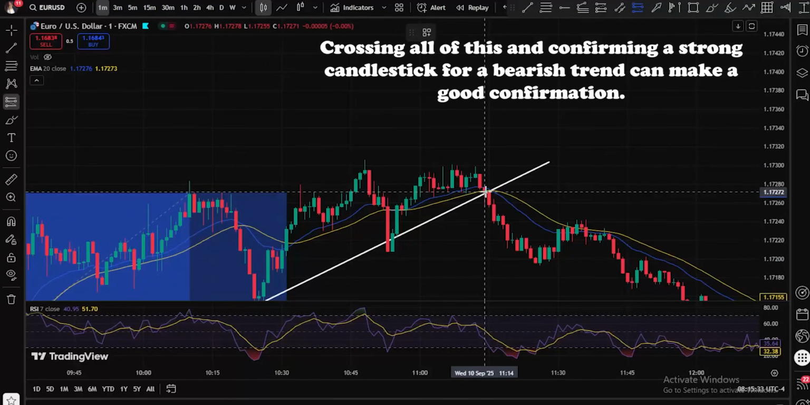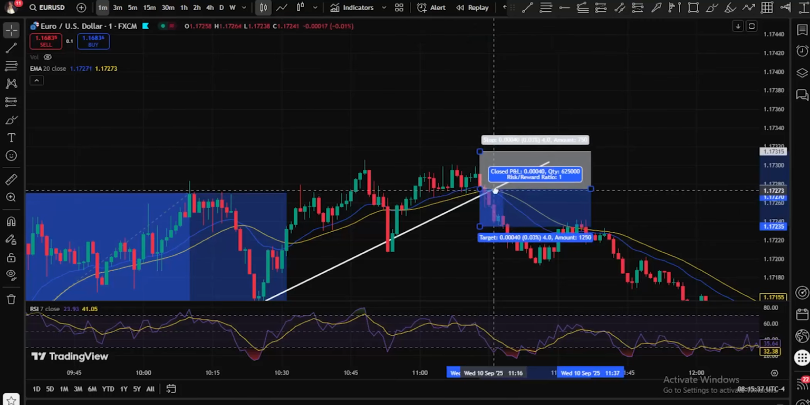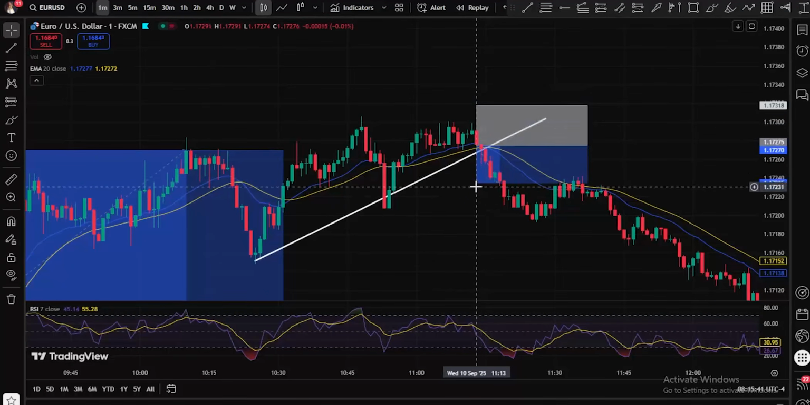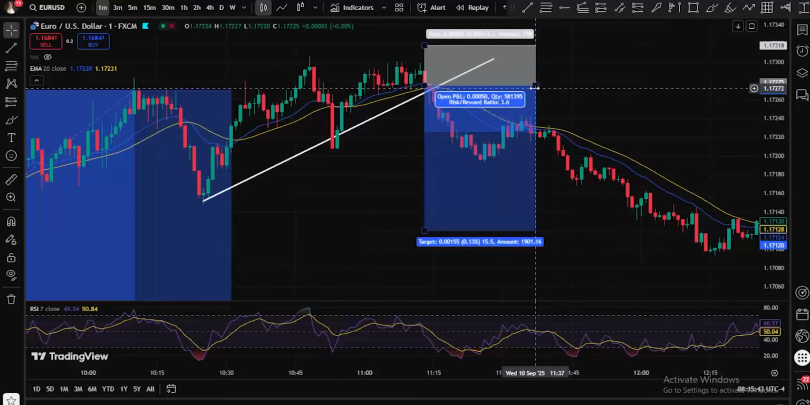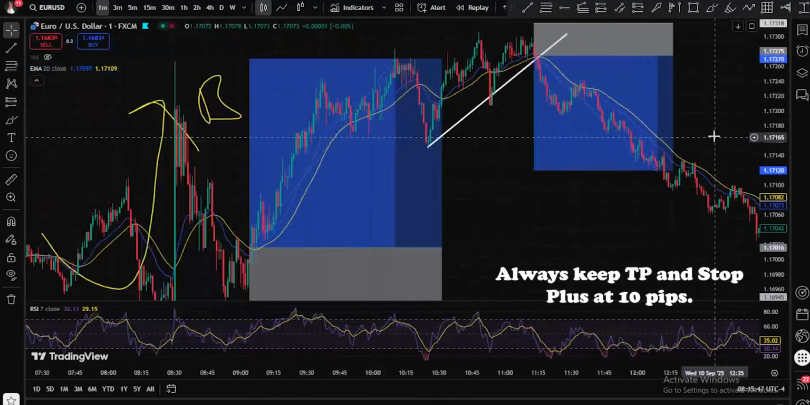It is important to observe the risk to reward ratio. For example, take 2 times the risk to reward. If the stop loss is 5 pips, the TP is 10 pips. Entering without risk to reward is gambling, not trading.